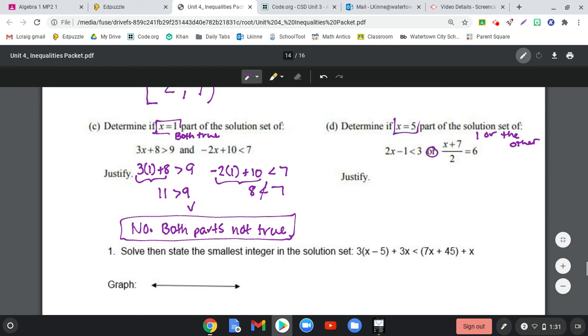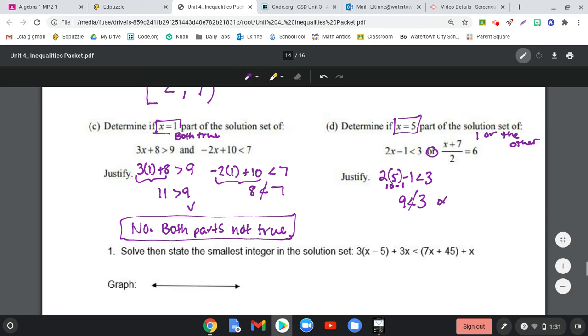So this time it wants us to check x equals 5. So let's plug it in. 2 times 5 minus 1. We want to see if it's less than 3. This is 10 minus 1, which is 9. 9 is not less than 3. But remember, it's or, so it's not wrong yet.